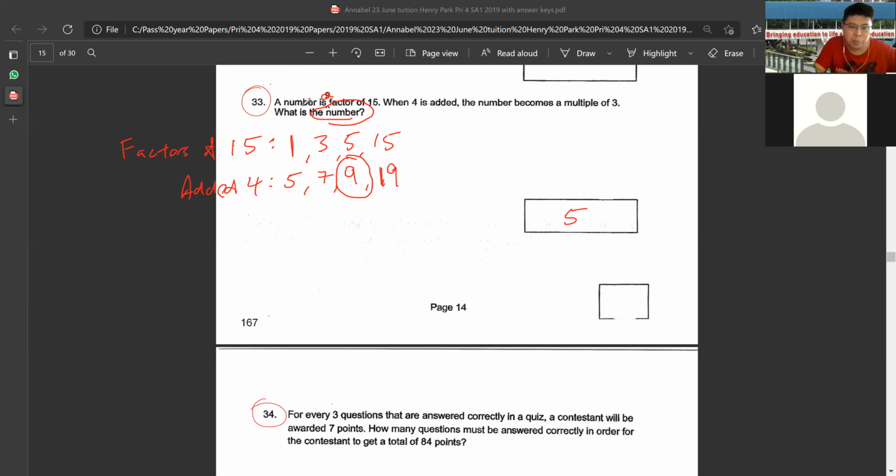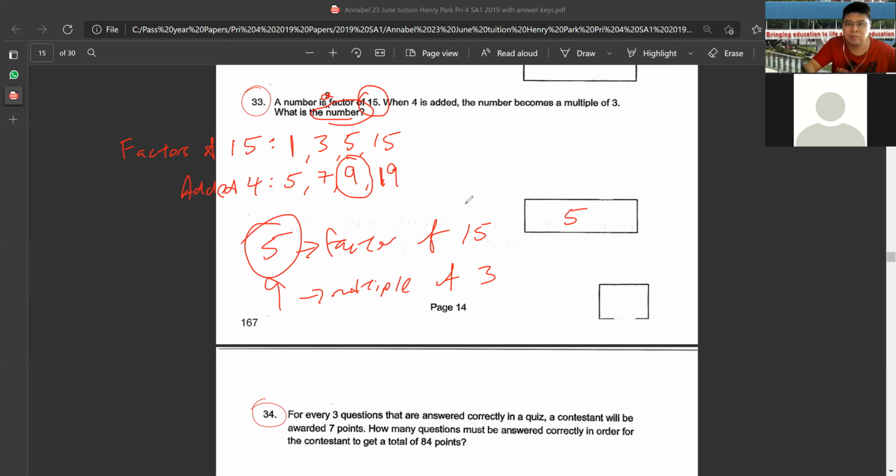Okay. The number is a factor of 15. 5 is a factor of 15. When 4 is added, it becomes a multiple of 3. So the number is 5. Okay.